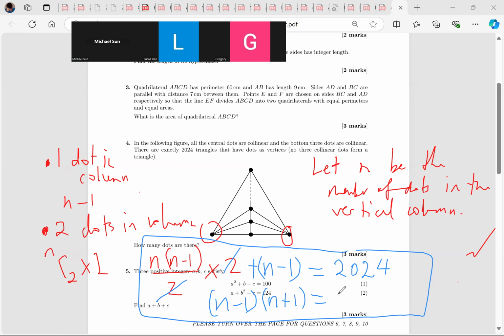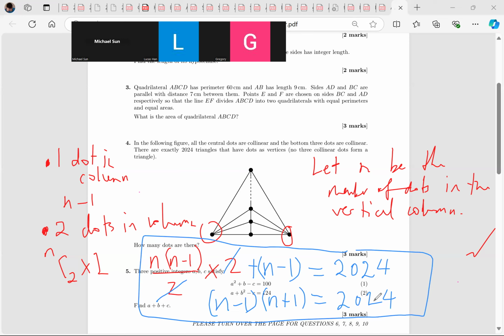2024, yeah? So that means it's equal to n squared minus 1, so n squared equals 2025, which means n equals 45. So the number of dots is 45 plus 2, which is 47. Or you could factor.